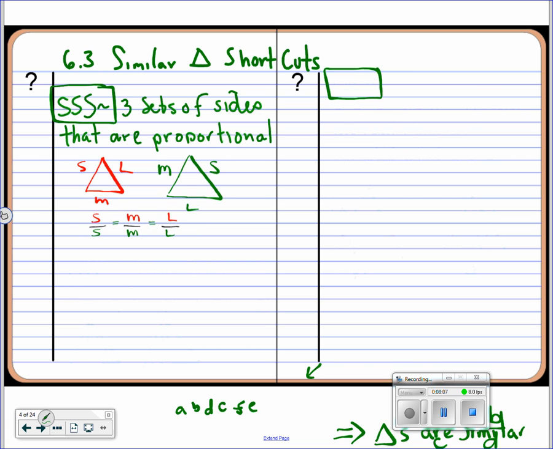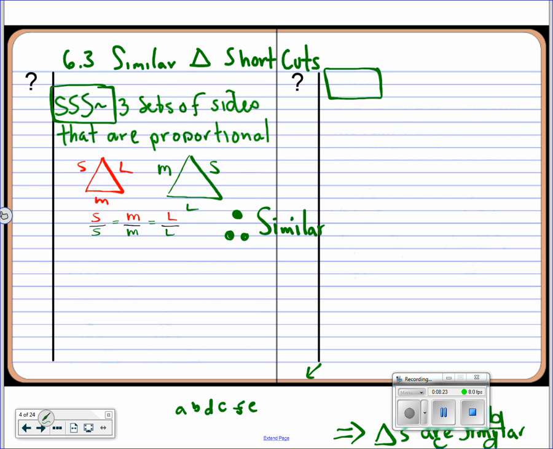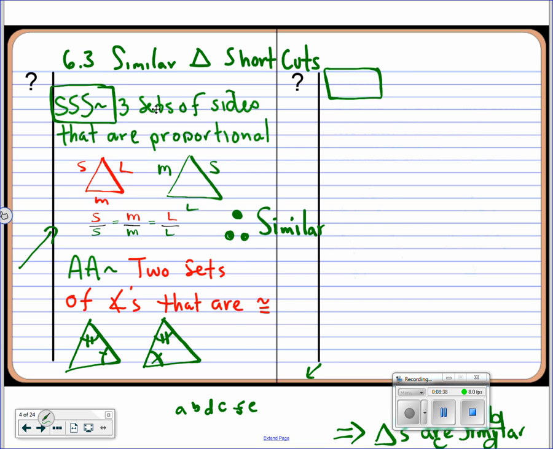Now, if all 3 of those fractions equal each other, then we find that the 3 sets of sides are proportional, and we conclude that the figures are similar. Okay? Now this is called the side-side-side similarity. And very important, when you write this shortcut, you have to put that little similarity sign after it. Let me teach you another shortcut. Angle-angle similarity. In other words, if I have 2 sets of angles that are congruent, such as this, then I know I can conclude that these triangles are similar.